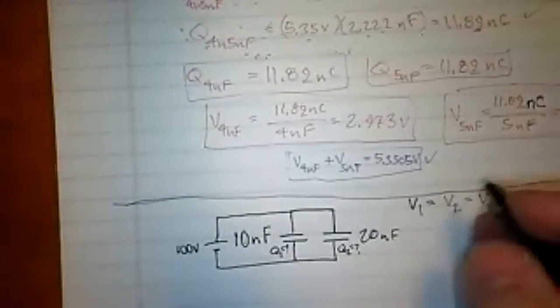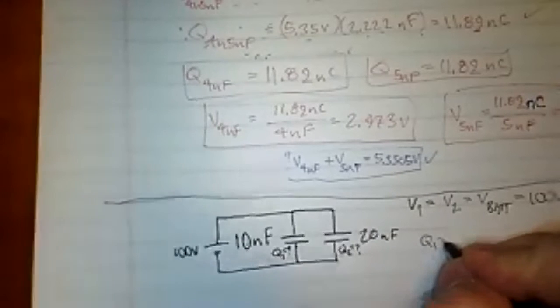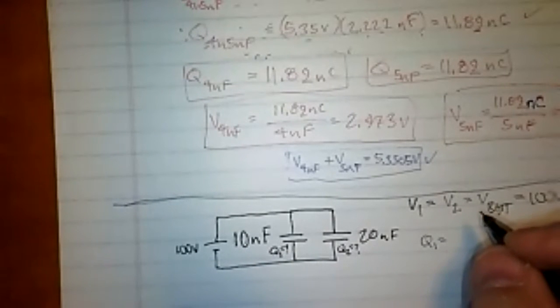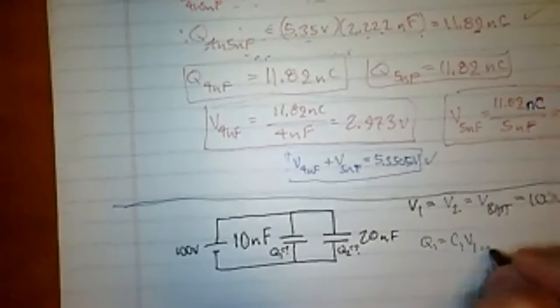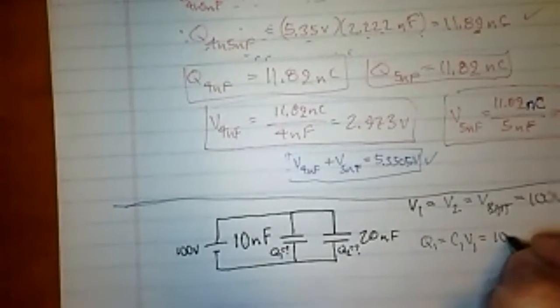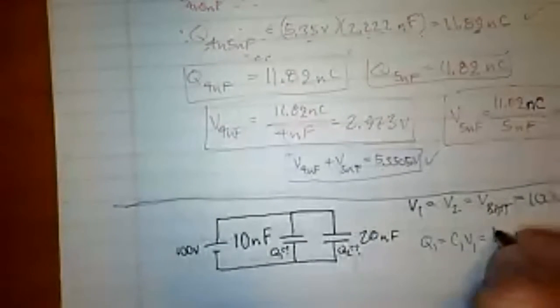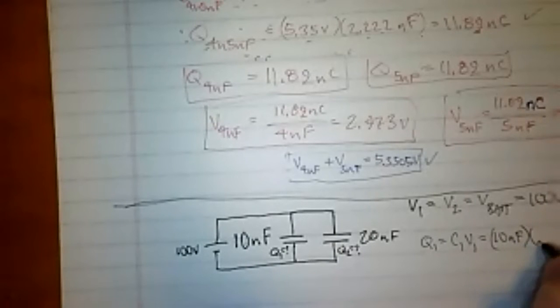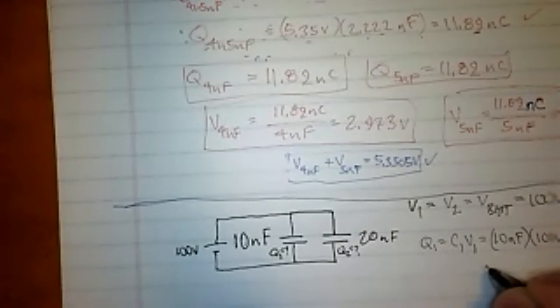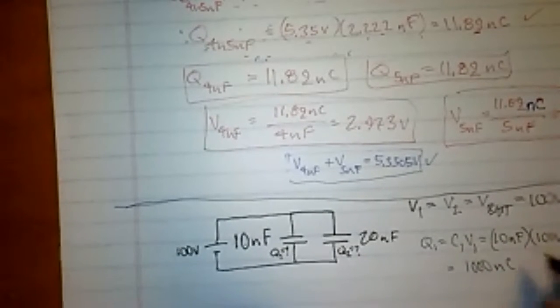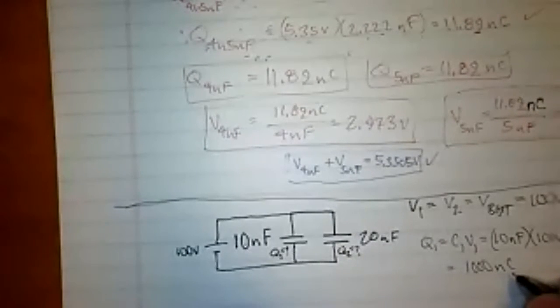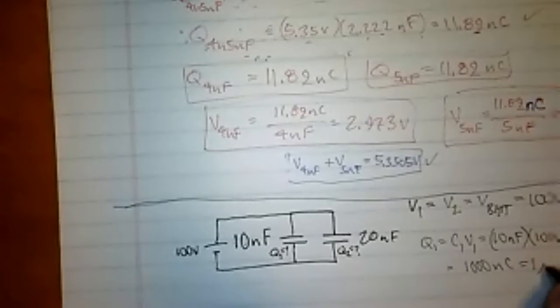V1 is equal to V2 is equal to V battery, because they're in parallel, which equals 100 volts. Okay. Q1 is equal to, from C equals Q over V, C1 times V1. So that's 10 nanofarads times 100 volts. This is going to give me 1000 nanocoulombs, but a nanocoulomb is 10 to the negative 9th, so that's just 1 microcoulomb.